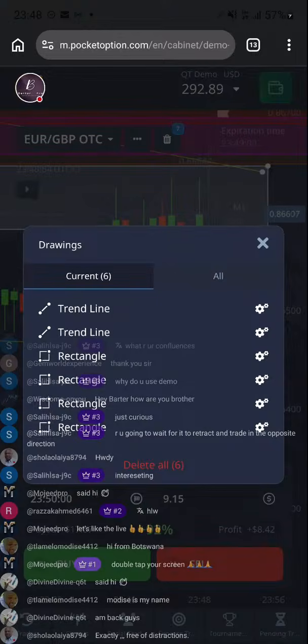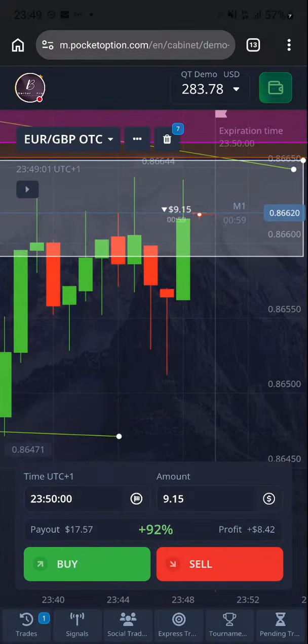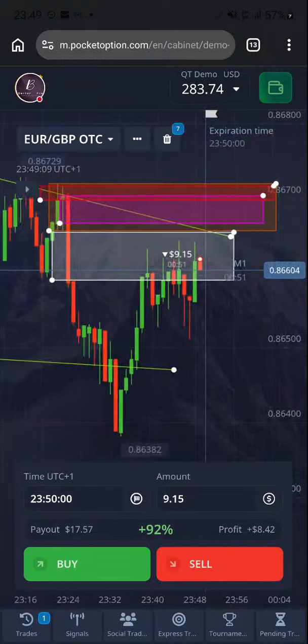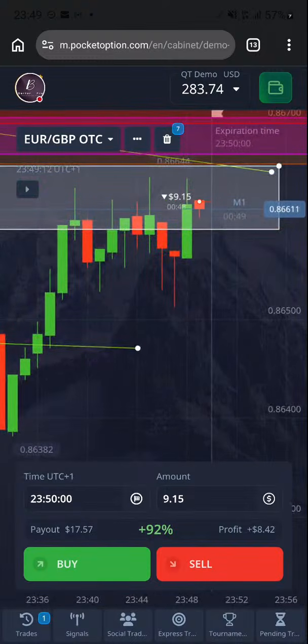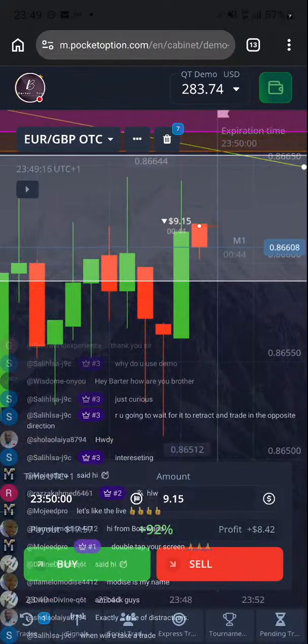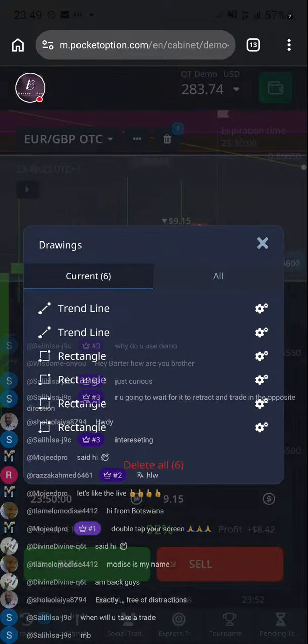Exactly, free of distraction. Yes, exactly. You understand? Okay, I'll go with the sellers here. I'm going with small amounts here right now because we have a morning star pattern, and we are currently inside this rejection area. You can see market keeps rejecting in this area. So this is the reason why I don't trade my live session live. When will you take a trade? I just did.